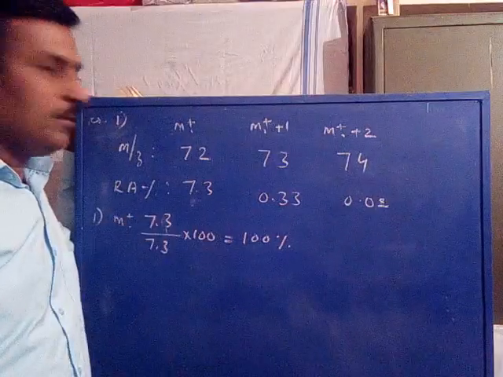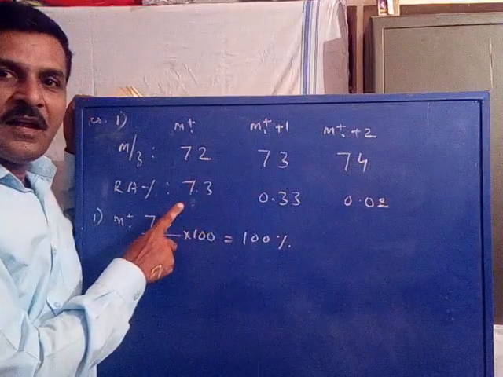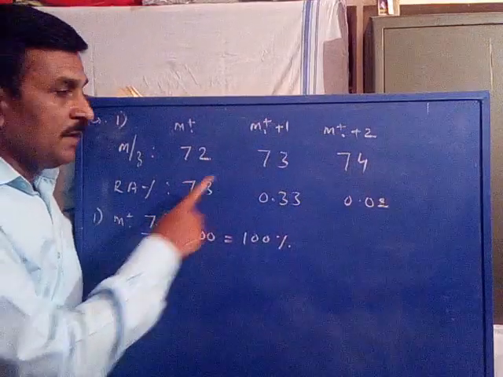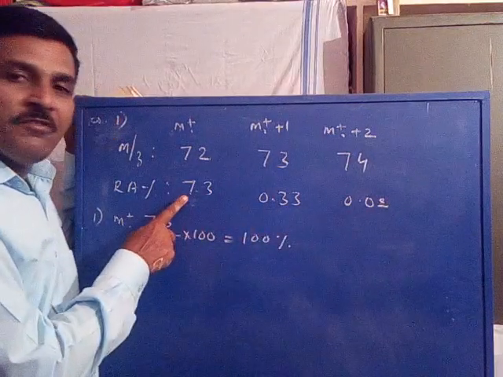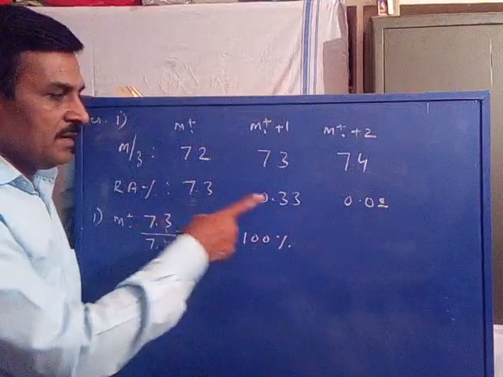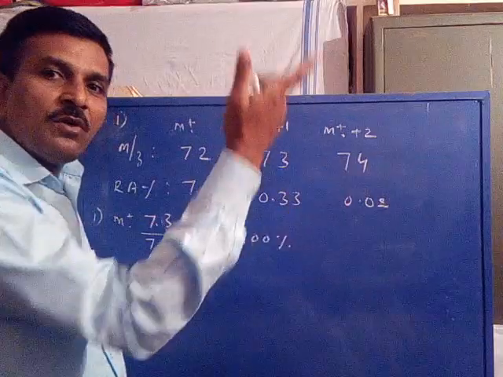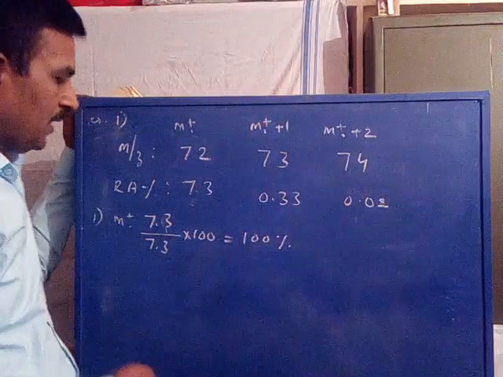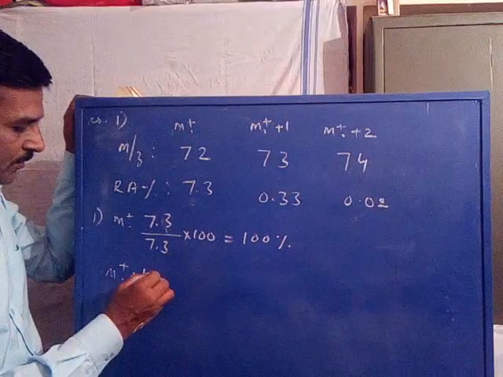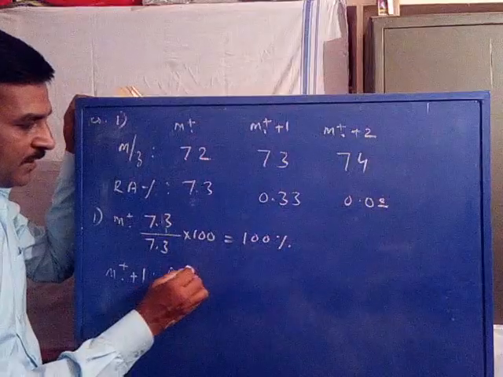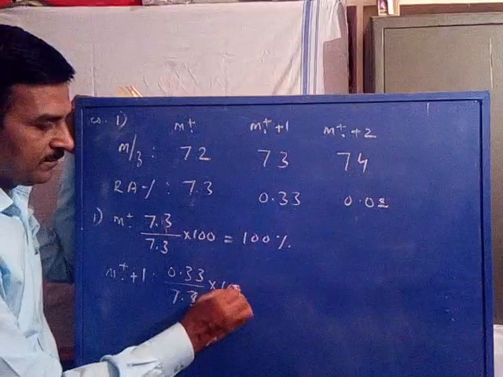Similarly, recalculation of +1 signal intensity and +2 signal intensity. If the molecular ion signal intensity is 7.3, then the +1 signal intensity is 0.33 and the +2 is 0.02. If the molecular ion intensity becomes 100%, simultaneously the +1 and +2 signal intensities are also raised. Therefore, we should recalculate. Let us recalculate. For the molecular ion +1 signal, the recalculation is 0.33 divided by 7.3 into 100.